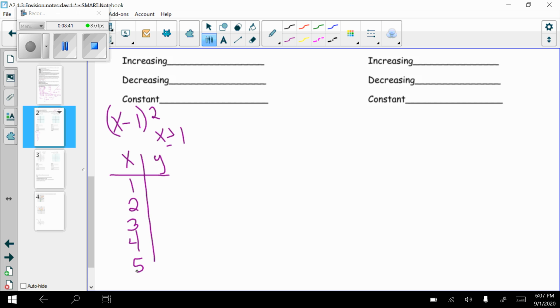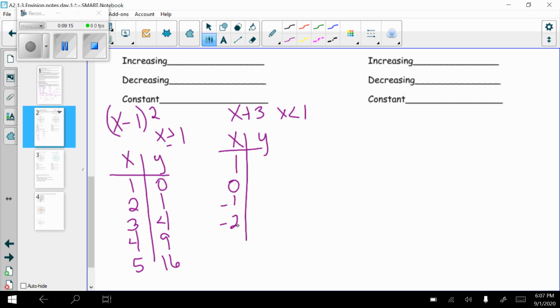Get my y's, I plug this in. So 1 minus 1 is 0, 0 squared, 0. Plug in 2, 2 minus 1 is 1, 1 squared, 1. When I plug in 3, I get 4. Plug in 4, I get 9. 5, I get 16. Now I'm going to make an xy table for the other one, x plus 3, but I'm looking where x is less than 1. So this xy table, again, I'm starting at 1 because that's what's in my domain. Now I want x is less than, so my next whole number smaller than 1 is 0, negative 1, negative 2, and I can go up to negative 3. Plug these into this equation. 1 plus 3 gets me 4, 3, 2, 1, and 0.